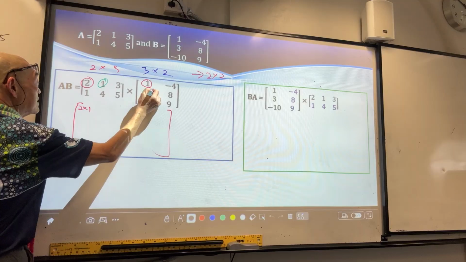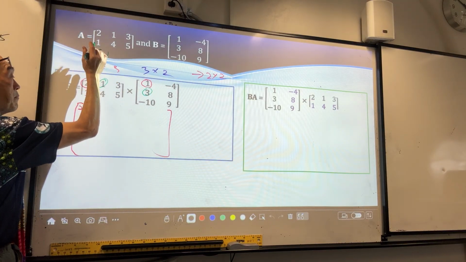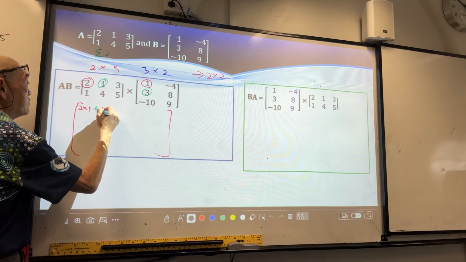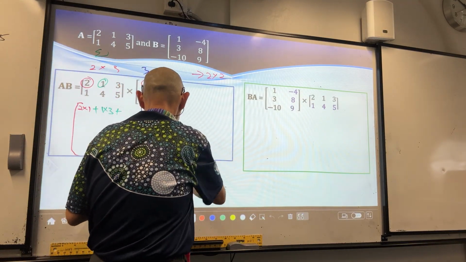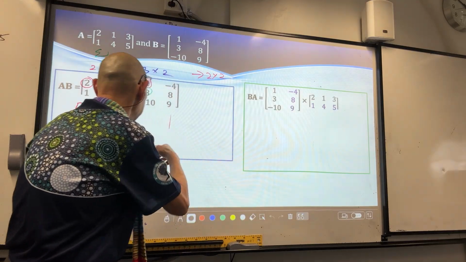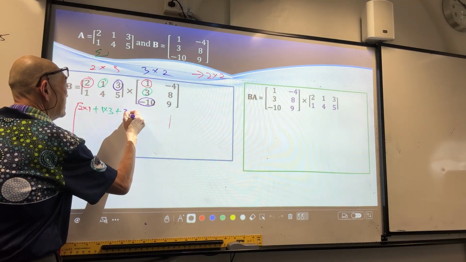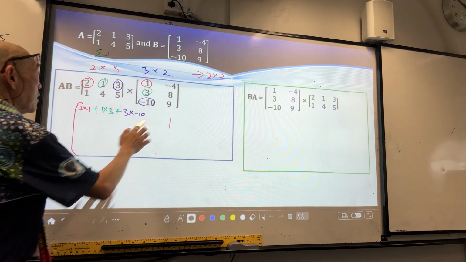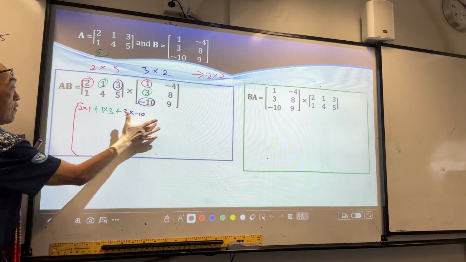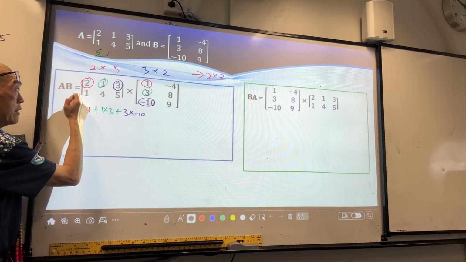Row times column. Sum. Remember what I did? A sigma, which is a sum. Alright? So 1 times 3, and then sum of the next one, 3 times minus 10. So that will be your first element of the matrix AB.